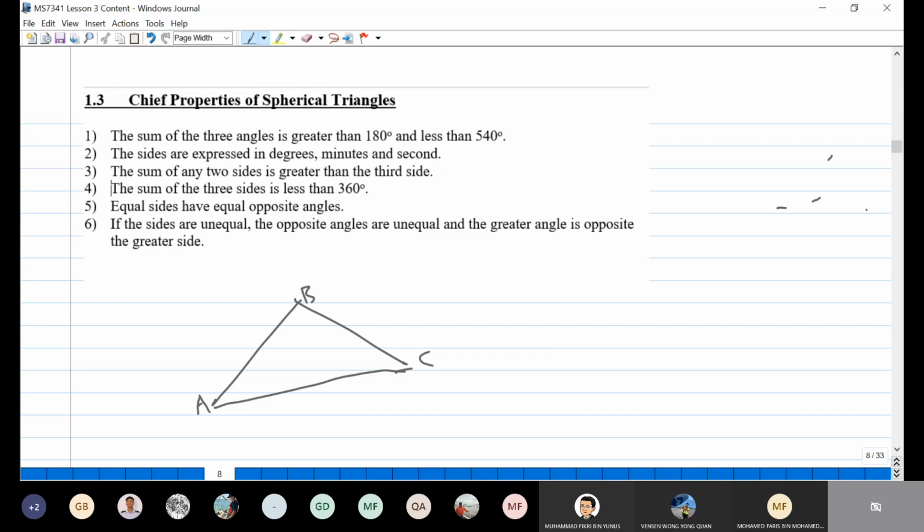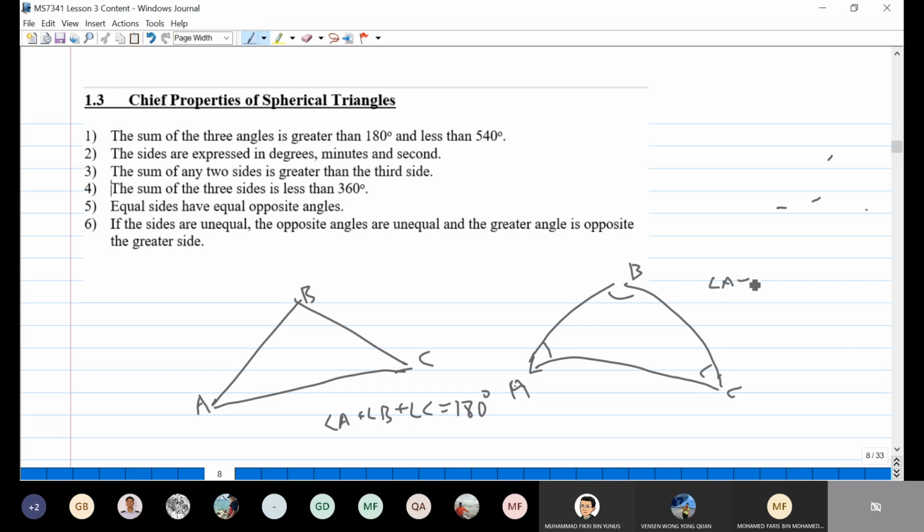Now, for a plane triangle, angle A plus angle B plus angle C added together is always 180 degrees. But a spherical triangle is formed by great circles, so you have curved sides. Let's say this is A, B, C. So this is angle A, angle B, angle C.